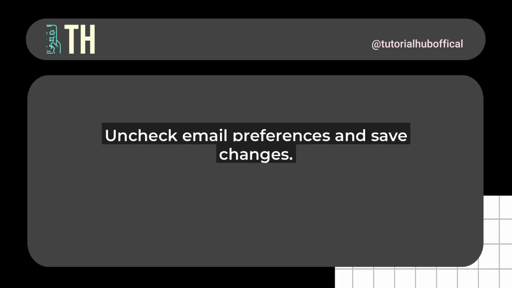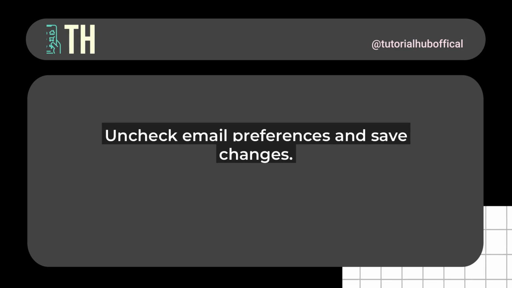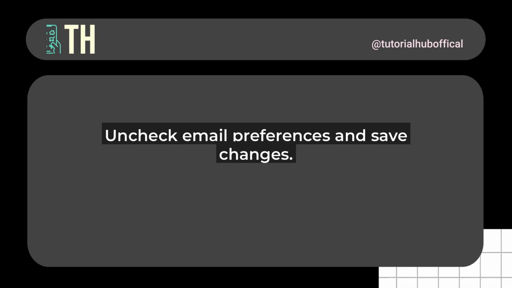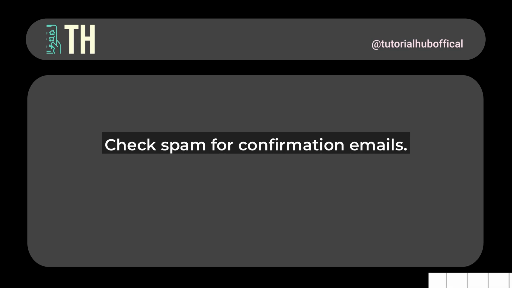If that doesn't work, try Method 2, through the Angie's List website. Head over to angieslist.com and log in to your account using your email and password. Once you're in, navigate to the Account Settings, or Profile, section. Look for something like Email Preferences or Notifications. There, you'll find an option to manage your subscriptions. Uncheck the boxes for emails you don't want, save your changes, and that should stop the flood.